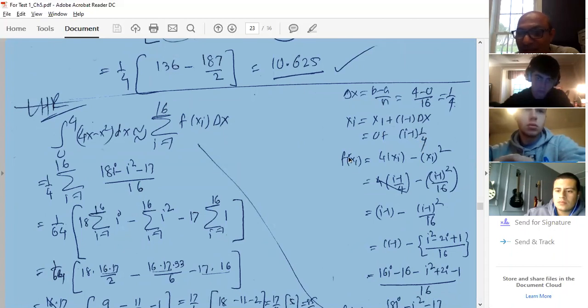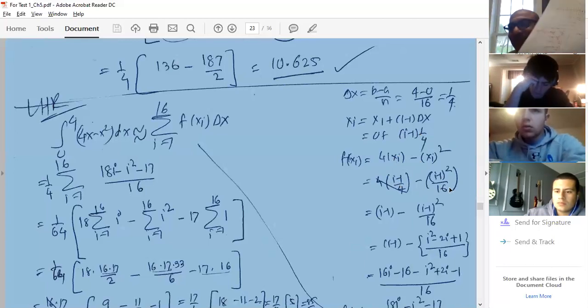So f of x was 4x minus x square. I have to replace this x by xi. So 4 times xi minus xi square. But xi is (i minus 1) by 4. So 4 times (i minus 1) by 4, minus (i minus 1) square by 16. And that's what I did over here.